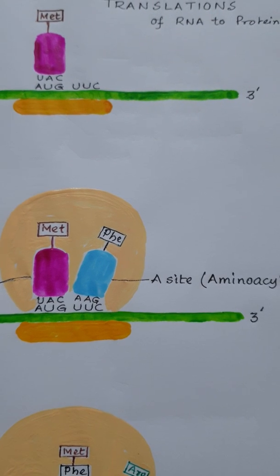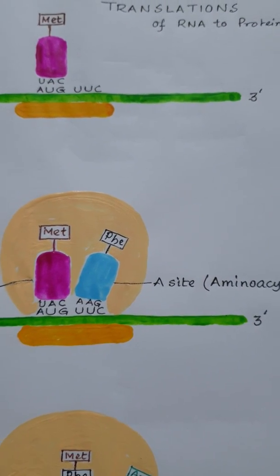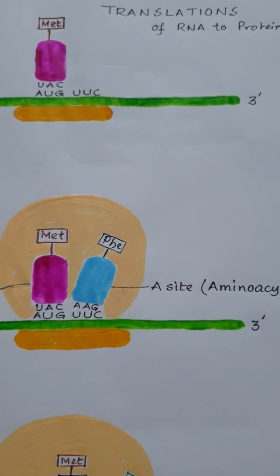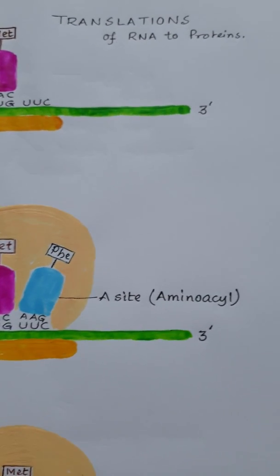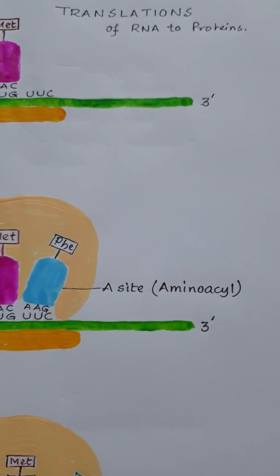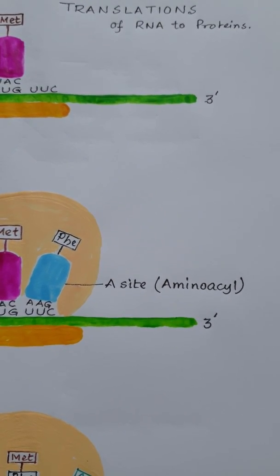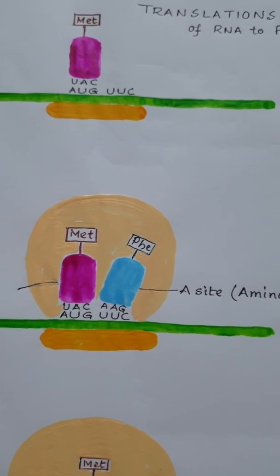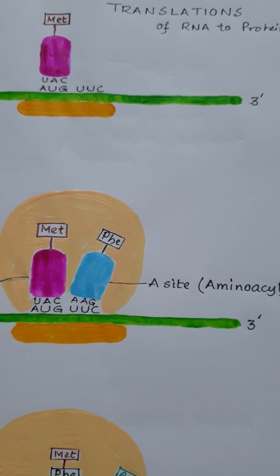Hello and welcome guys. Today we are discussing the process of protein synthesis called translation. Translation is the process of conversion of RNA into proteins. This process takes place in 4 steps.